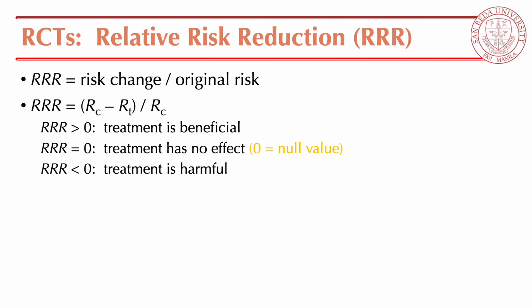Lastly, if the treatment is harmful, you would expect the new risk to be higher than the baseline risk. Thus, the numerator of RRR is negative. Divide this negative value by the baseline risk and you still get a negative value. Thus, negative RRR values mean that the treatment is harmful.